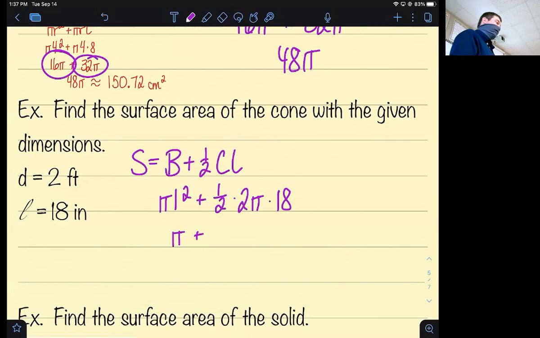Half of 2 is 1. 1 times 18 is 18. And what's 1 pi plus 18 pi? 19 pi.